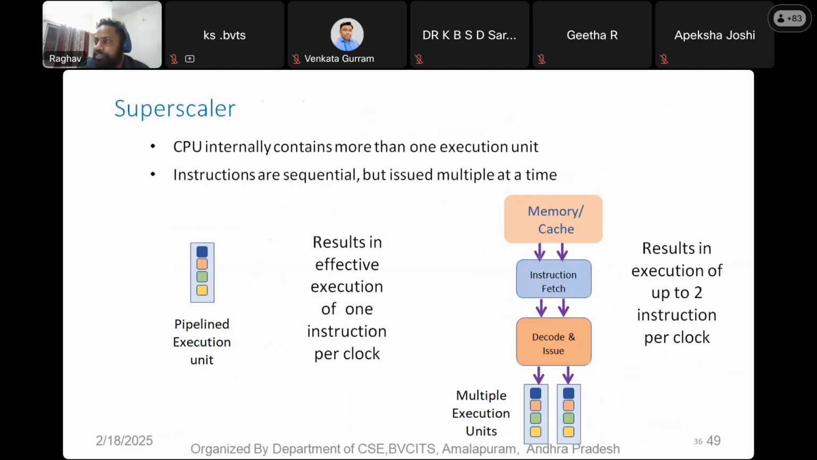Now in the traditional design, we can see multiple execution units, right? This is execution of two instructions per clock. For the same single clock, we are able to execute two instructions, which essentially means that two operations are being performed simultaneously instead of one single operation.